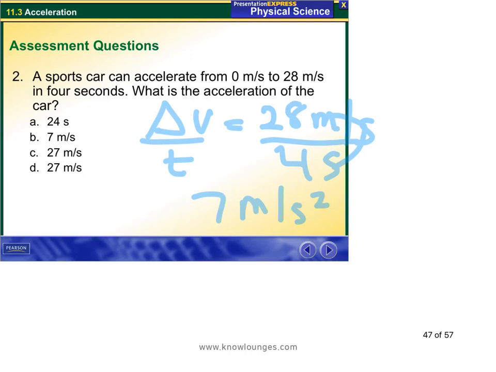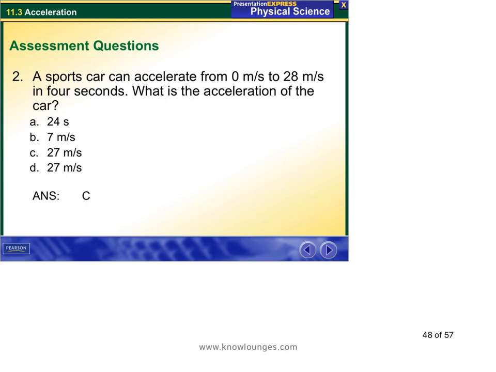So, what is the acceleration? Here, none of these answers are actually right, but they're going to expect one to be. They forgot their little exponent of 2. And C is definitely not right. So this doesn't have a right answer on this problem, but again, it should have been 7 meters per second squared.